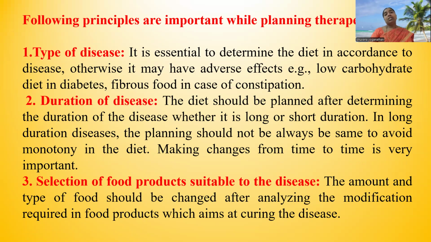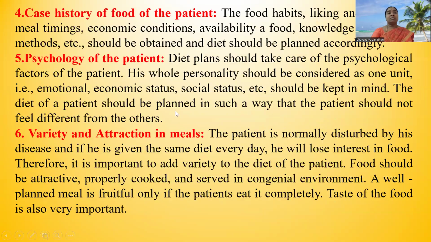Duration of disease. Diet should be planned after determining the duration of disease, whether it is short or long. In long duration disease, the planning should not always be the same, to avoid monotony in the diet. Making changes from time to time is very important. The third one is selection of food product suitable to the disease. The amount and type of food should be changed after analyzing the modification required, which aims at curing the disease. Fourth one is about the case history.